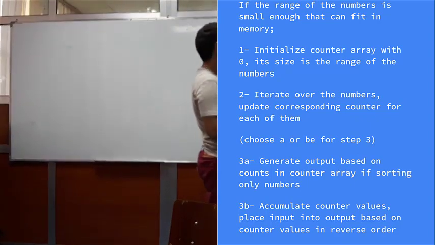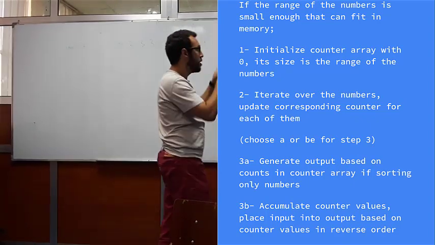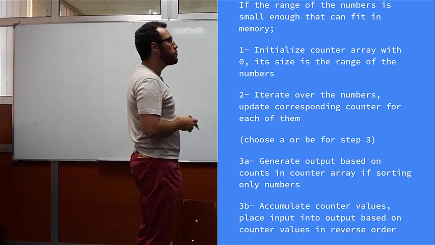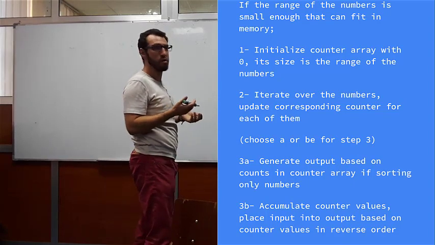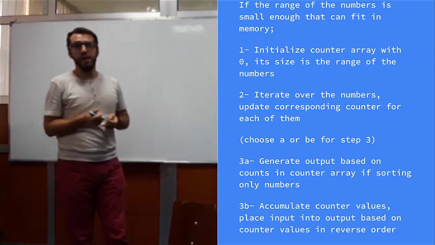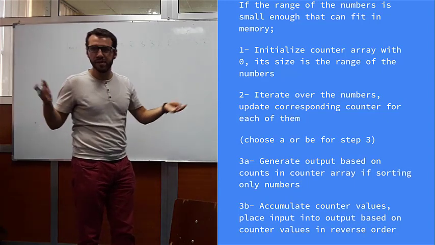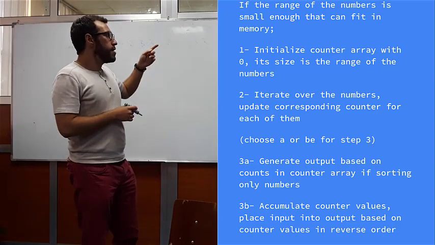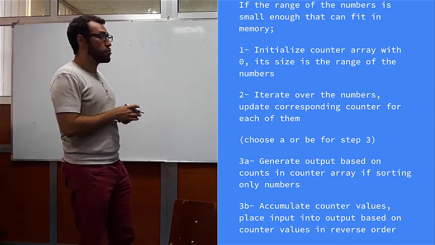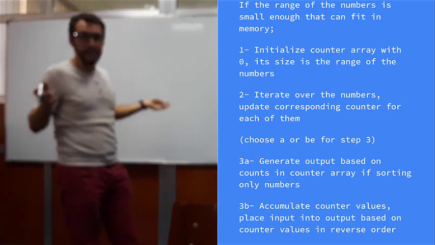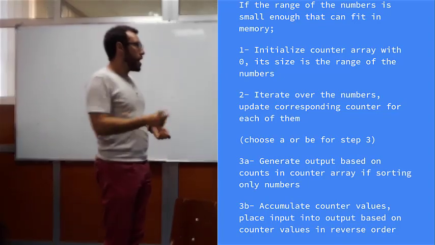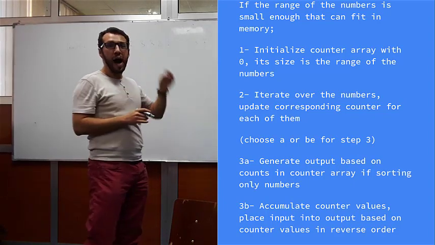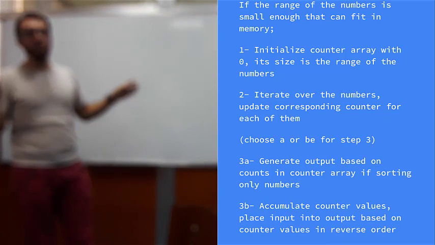So let's go over the steps before we start. Obviously we have a range of our input which is small enough to fit in memory. That's why we can use counting sort. That's the first thing that we should check. If they cannot fit in memory, if the range of the numbers is large, then we cannot use counting sort as it is. And then we initialize the counter array with zeros, representing that at the beginning we didn't see any appearance of any elements. And then we iterate over the numbers and update the corresponding counter for each of them. Up to this point, there is no change for the algorithm.